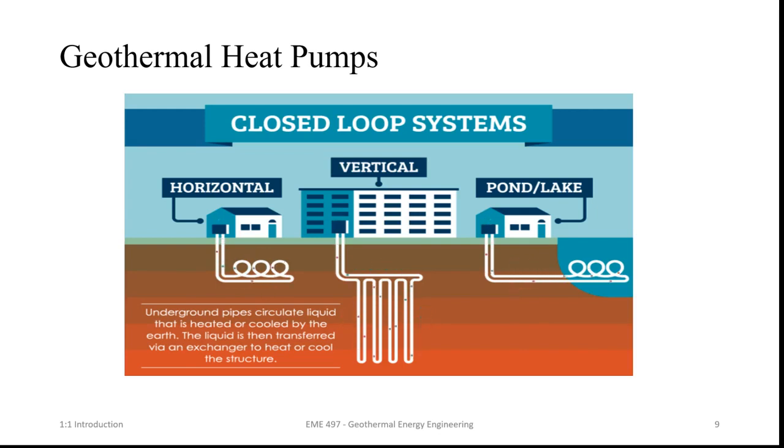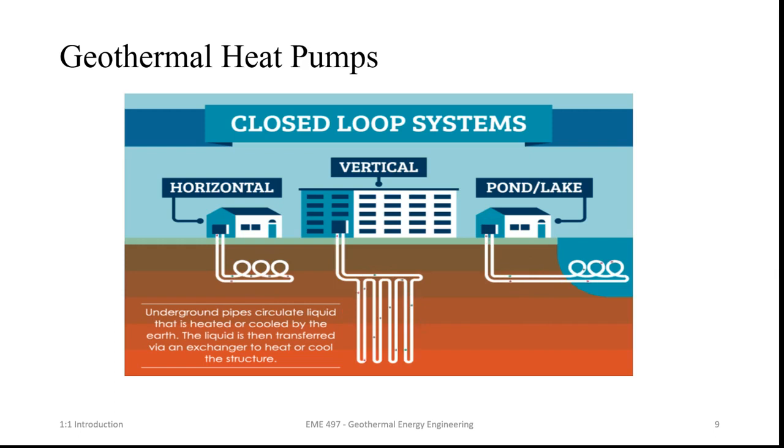And now for the production of energy through homes, or utilizing the heat for either heating or cooling as well, these structures. So there are three closed loop systems and one open loop system for geothermal heat pumps. Okay, so there's three kinds of closed loop systems, as we can see in front of us. There's horizontal, there's vertical, and there's the pond lake one.